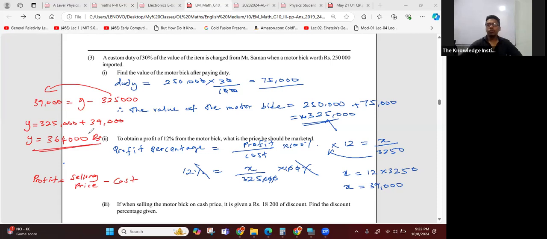For example, you are buying a book for 100 and you want to have a profit of 50 rupees. You have to sell that for 150, right? Then only you get 50 rupees. Likewise, to the cost you have to add profit, so you get the selling price. Is that clear?